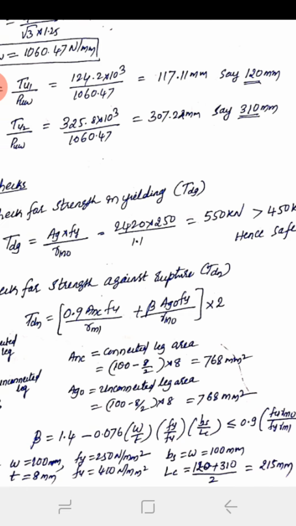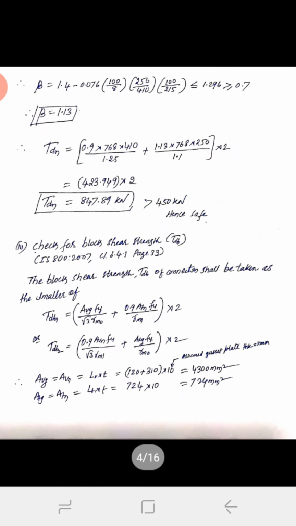Calculate TDN. The TDN we get is 847.89 kilonewton. See, it is too much on the higher side. Anyway, it is safe, it is passing. The given load is 450 kilonewton, and hence it is safe. While choosing also, you have to choose judiciously. It should not become uneconomical, since the load acting is 450 but the assigned section is giving 847. Anyway, it is safe.